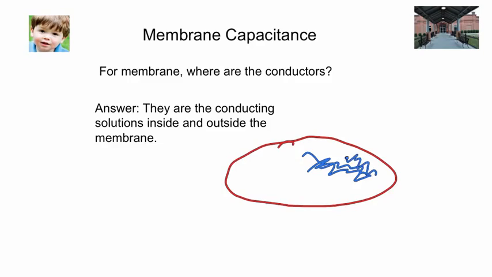And in fact, this solution is quite a good conductor because it's got a lot of ions floating around in it. So that's one of the plates. And then the other plate is this region outside. So this exterior volume, which is also a conductor, is the other side of the capacitor. So if we say to ourselves, capacitors have two conductors separated by an insulating region, that's exactly what we have here. A conductor inside, a conductor outside, insulating region in between. So of course it has capacitance.